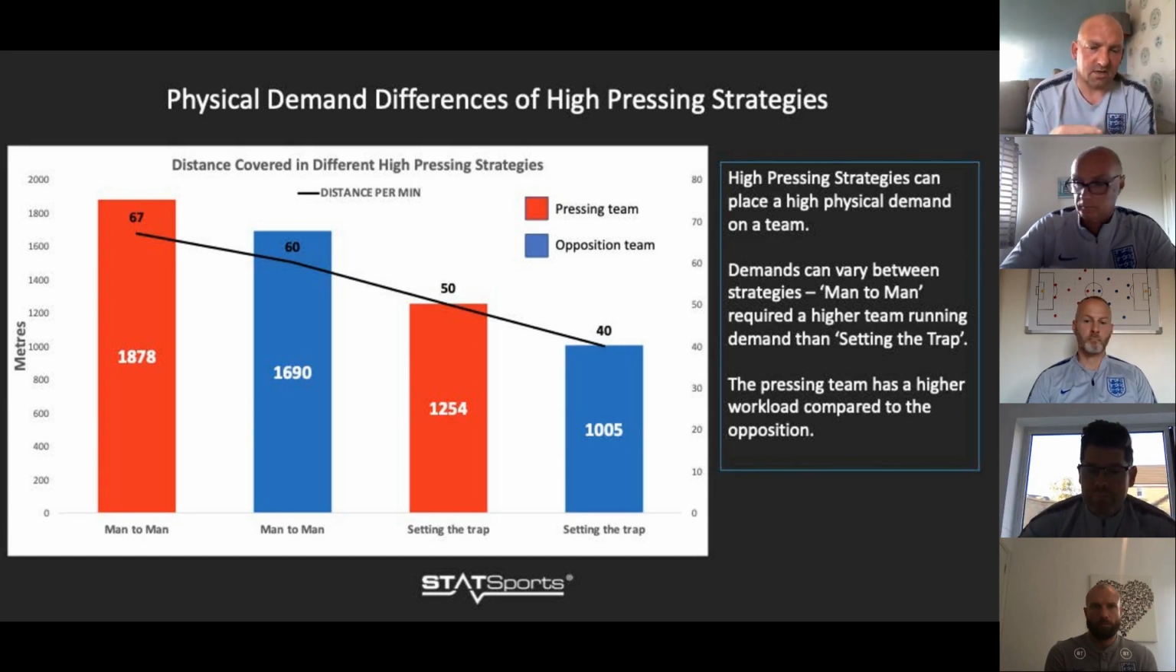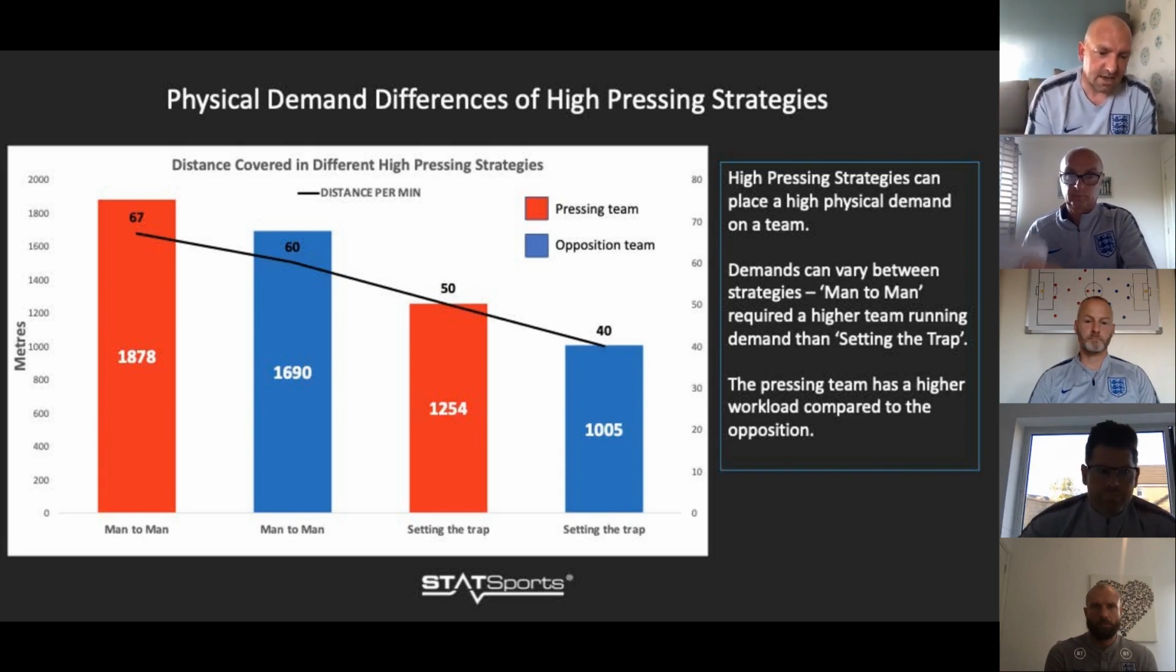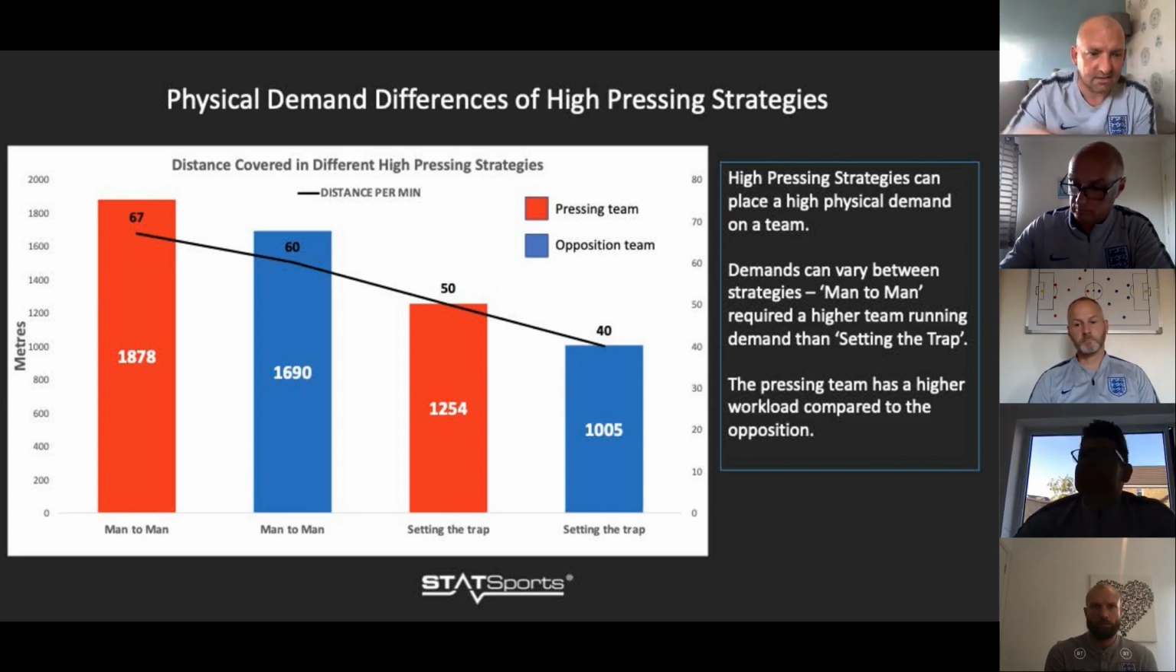So the quicker that you can breathe in oxygen and use that to repay the energy that you've borrowed from the muscles, then obviously the earlier you are able to go again at high intensity. So again, they complement each other.